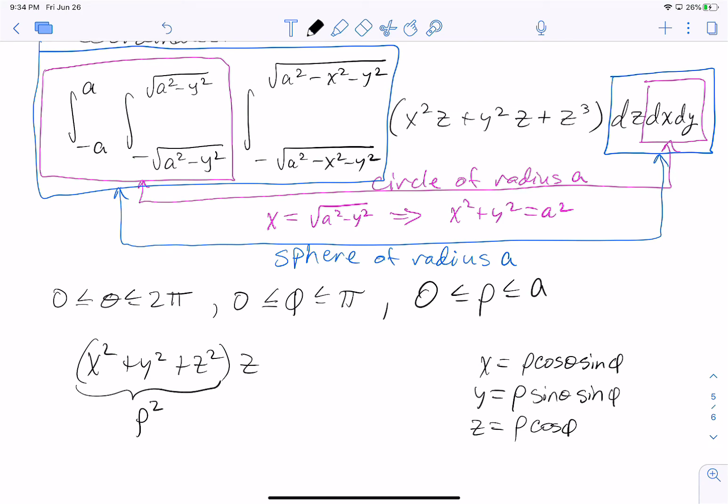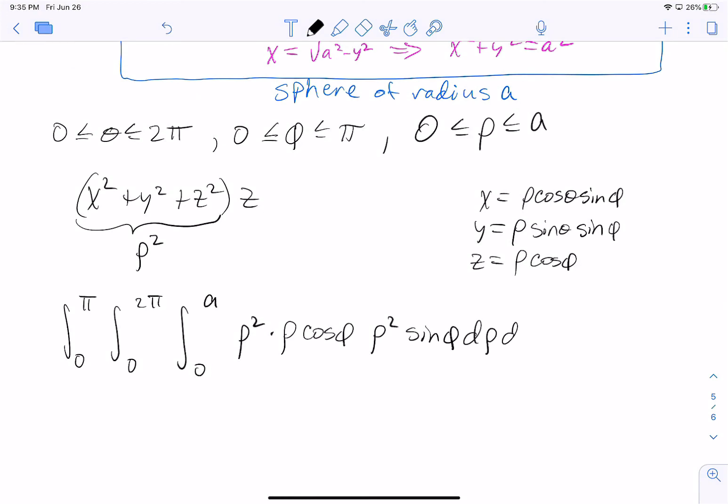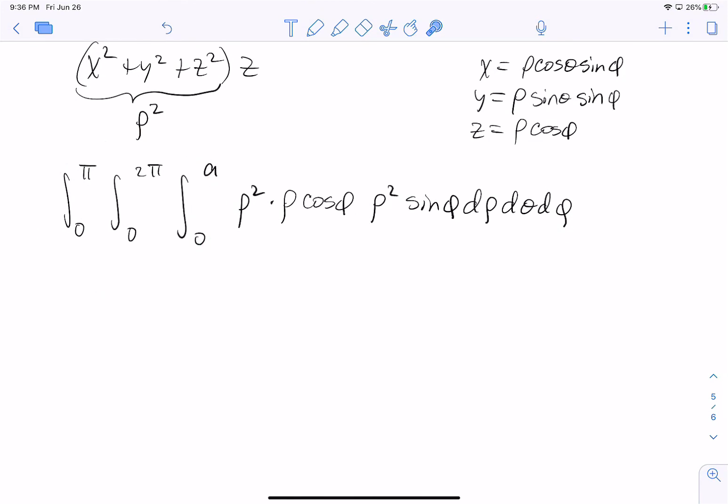Our iterated integral will then become the integral from 0 to pi of the integral from 0 to 2 pi of the integral from 0 to a of rho squared times z, but z is rho cosine phi, times dv, which is rho squared sine phi d rho d theta d phi. Since our integral has constant limits of integration, and we have a bunch of factors here as a product, we can split this up into three integrals.